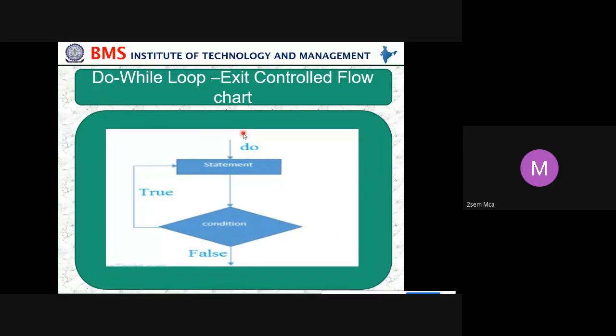So the flow chart for this: you execute the statements at least once, then check the condition. If the condition is true, then only it will go for repeating a second time. If the condition is false, it will come out. So this is what is called a do while loop. Do while loop is also called an exit control. Why is it called exit control? Because at least once we are executing the statements, and then we check the condition. So that's the reason it is called an exit control.